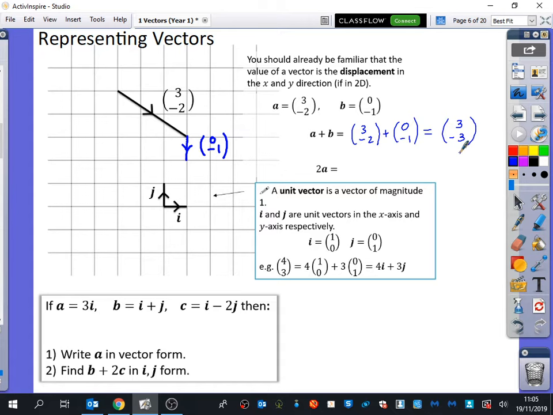Have a think and just tell the person next to you how you think this (3, -3) connects back to this diagram. I'm just going to give you 30 seconds to think about that.